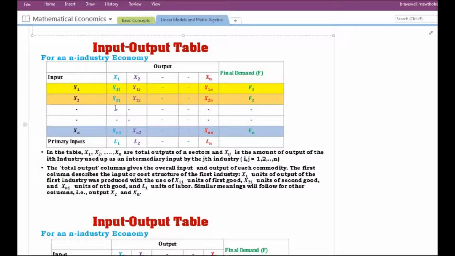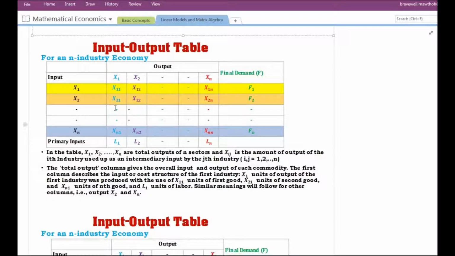The first column describes the input or cost structure of the first industry. X1 units of output of the first industry were produced by using X11 units of the first good, X21 units of the second good, Xn1 units of the nth good along with its primary input L1.